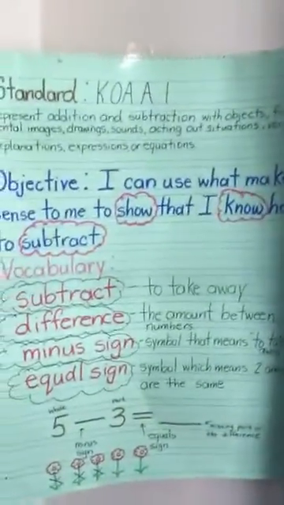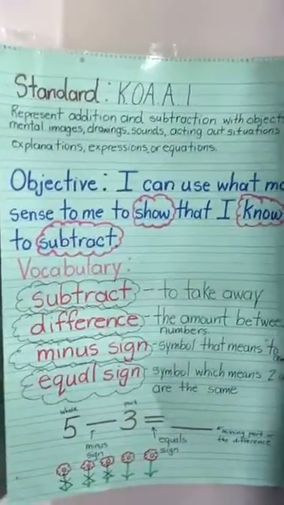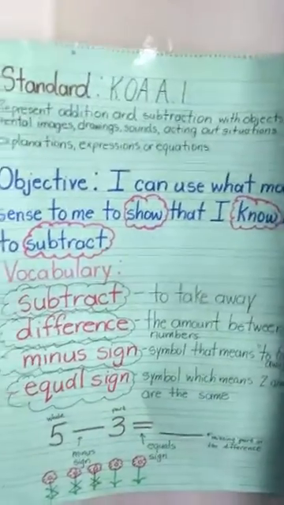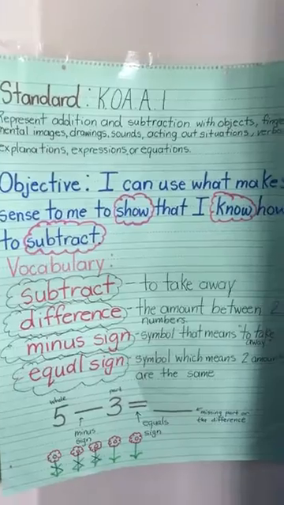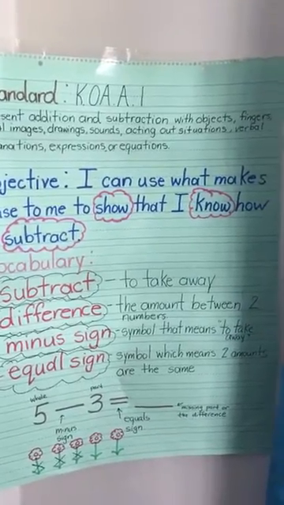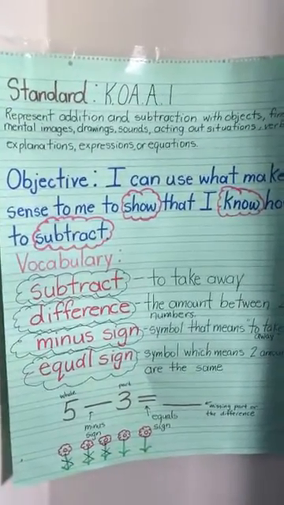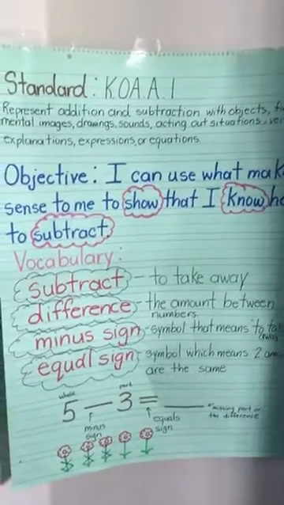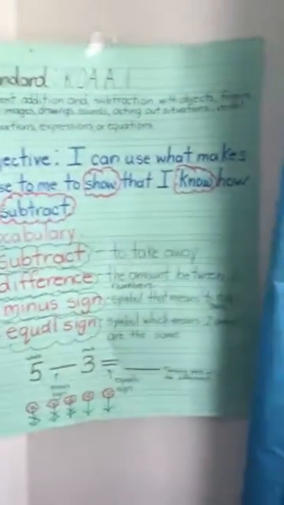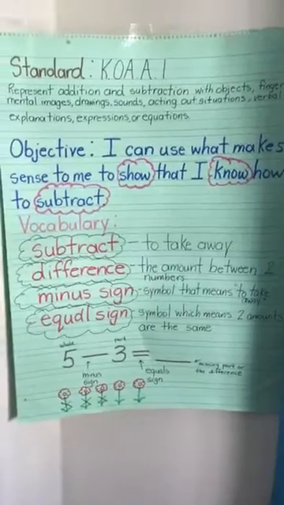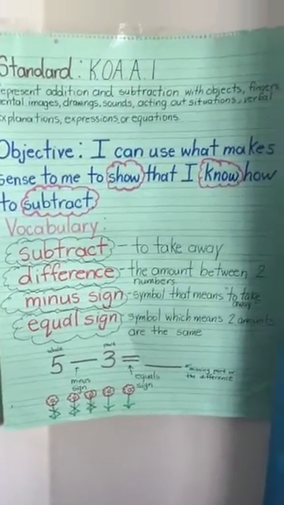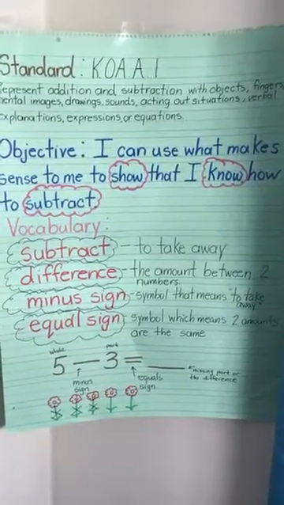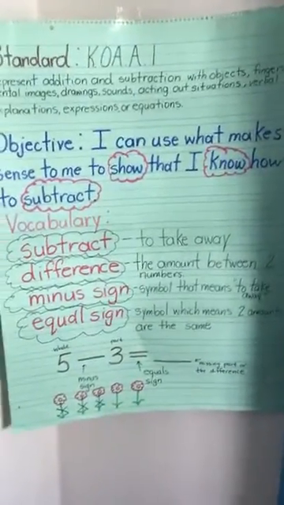So we're going to be using the standard today, K.OA.A.1, which reads: to represent addition and subtraction with objects, fingers, mental images, drawings, sounds, acting out situations, verbal explanations, expressions, or equations. Our objective is: I can use what makes sense to me to show that I know how to subtract. So we have our show and our know. We're going to be showing what we know by the strategy that we use.